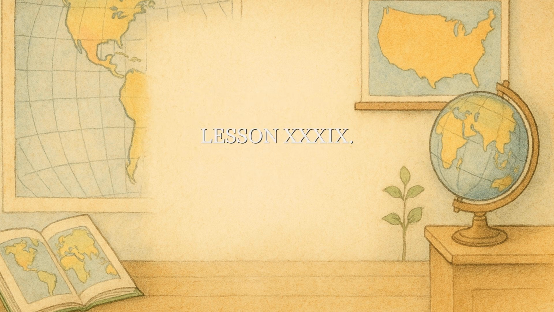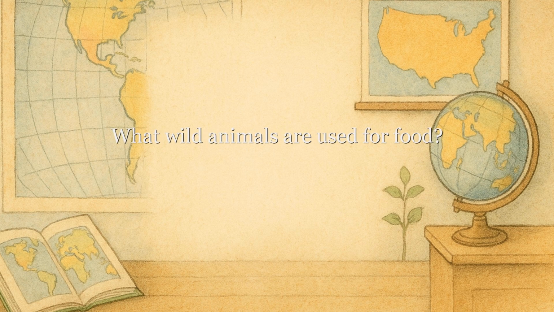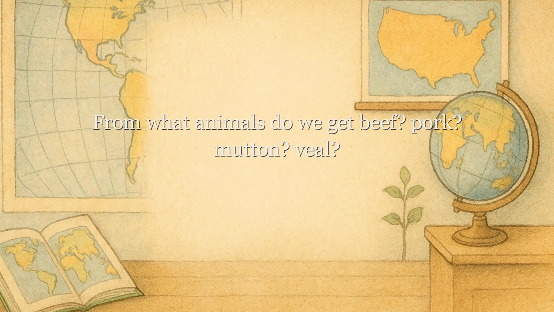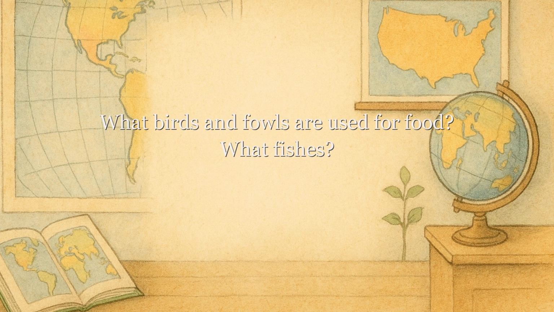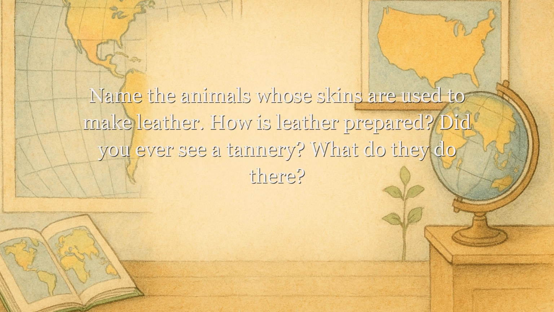Lesson XXX. Uses of animals. What domestic animals are used for food? What wild animals are used for food? From what animals do we get beef, pork, mutton, veal? What birds and fowls are used for food? What fishes? From what animal do we get wool? How is wool taken from the sheep? What articles of dress are made of wool? Name the animals whose skins are used to make leather.